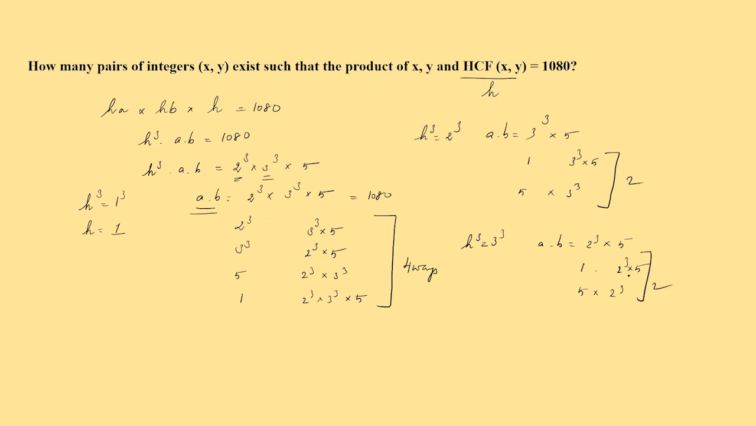So the total number of pairs is going to be 4 plus 2 plus 2, that is 8. Now if they ask for ordered pairs, then that will just be double, that is 16. Ordered pairs means 1 comma 2 and 2 comma 1 will be treated as different. Here they have just asked how many pairs, so I can go with a total of 8 pairs. Ordered pairs would give me 16.